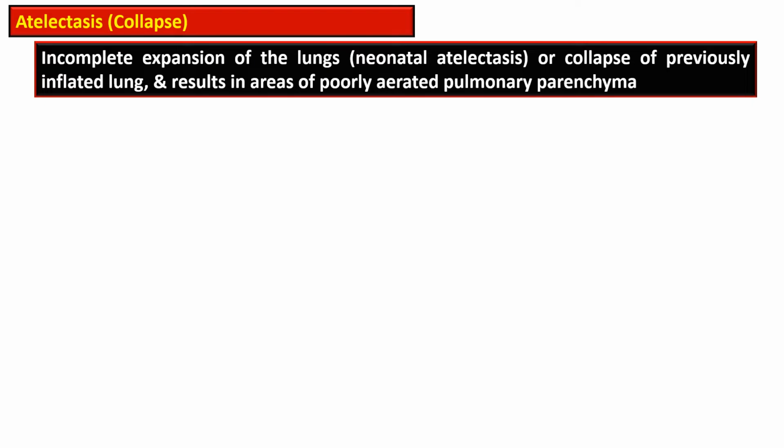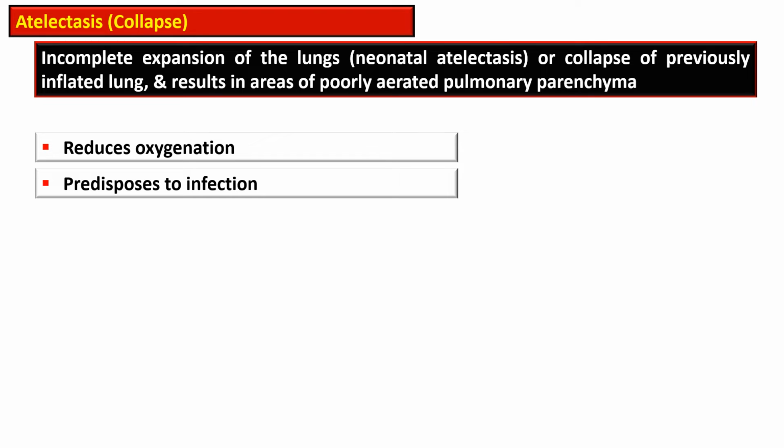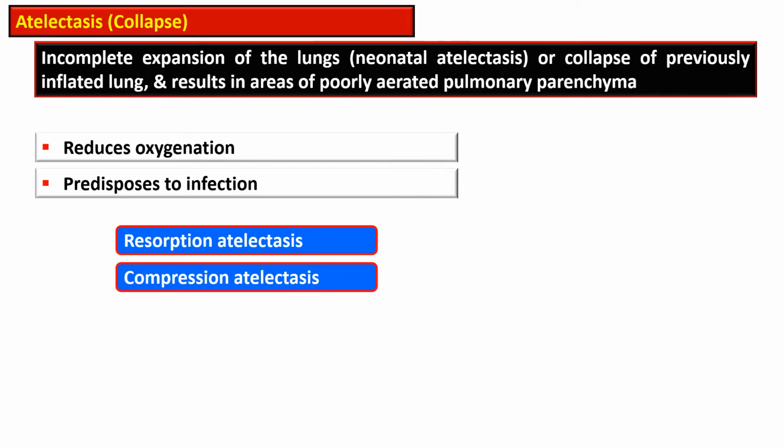Atelectasis or collapse of the lung is incomplete expansion of the lung as happens in neonates, and it is collapse of previously inflated lung, and this results in areas of poorly aerated pulmonary parenchyma. So two results of this atelectasis or collapse of the lung tissue are reduced oxygenation, and also this collapse predisposes the area to infection. The three types of atelectasis are resorption atelectasis, compression atelectasis, and contraction atelectasis.